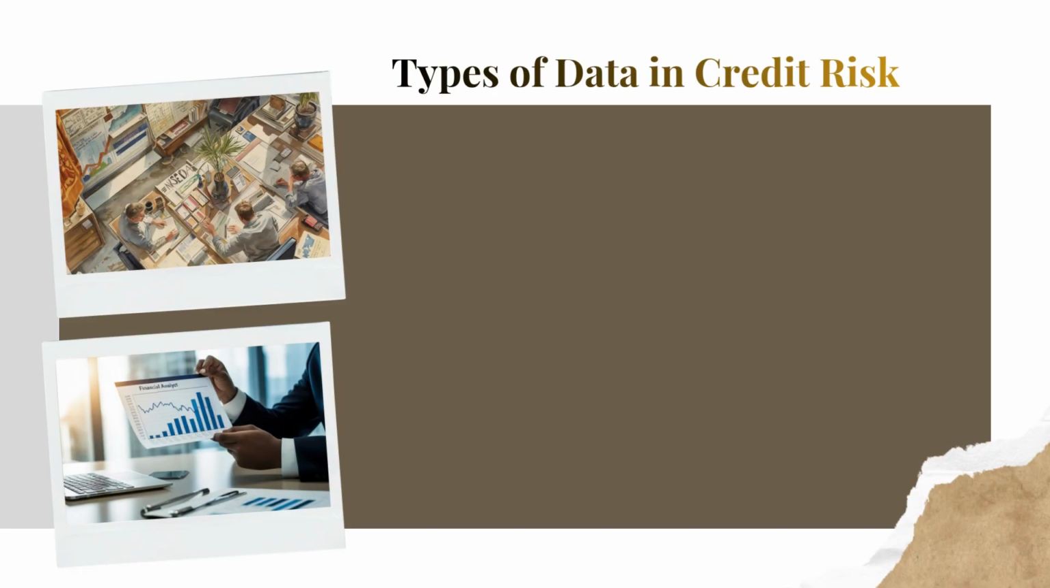So first is the demographic data. Demographic data tells us who the customer is. For example, age, income, employment status, marital status. This data helps us understand the customer's background and financial stability. For example, low income means higher risk, unstable job means higher probability of default.